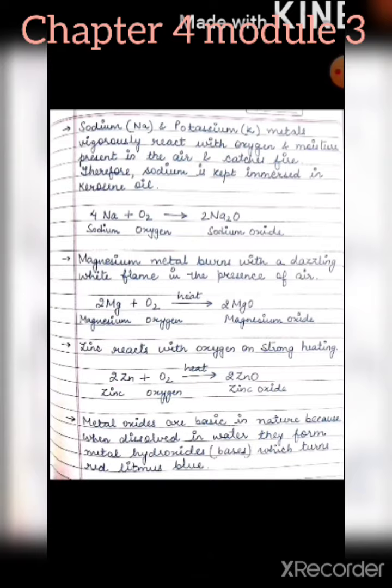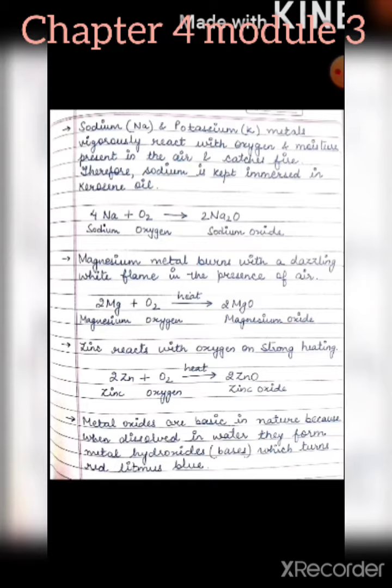Sodium and potassium metals vigorously react with oxygen and moisture present in the air because they come first in the reactivity series. First one is potassium, second is sodium. So these both are highly reactive, so they react vigorously, very fast, with oxygen and moisture present in the air, and they can catch fire also. So therefore sodium is kept immersed in kerosene oil also.